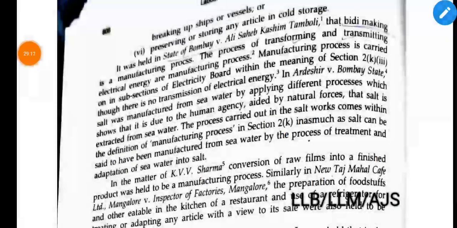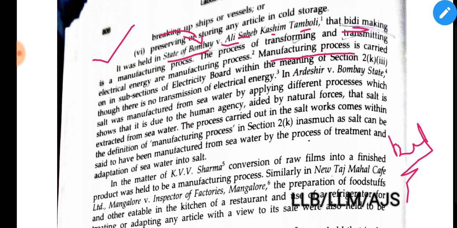The first one is as regards the definition of manufacturing process. Here the title of the case is State of Bombay versus Ali Saheb Qasim Tamboli. Four words are used here. What was held in this case? Bidi making is a manufacturing process, and the process of transforming and transmitting electrical energy is also a manufacturing process.